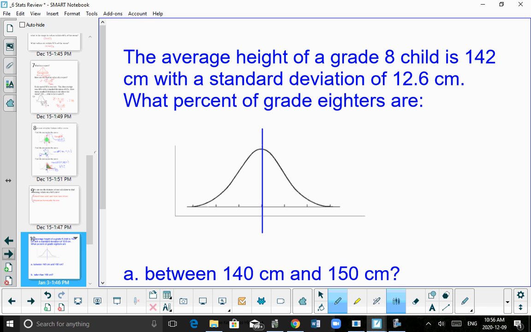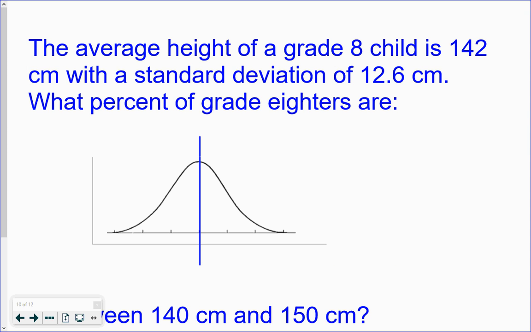So what if we have a problem-solving question? Okay, so it says the average height of a grade 8 child is 142 centimeters with a standard deviation of 12.6. So let's first draw our bell curve. So we've got 142 here. We're going to add 12.6 going up, and we're going to minus 12.6 going down. I'm going to do each one 3 times.